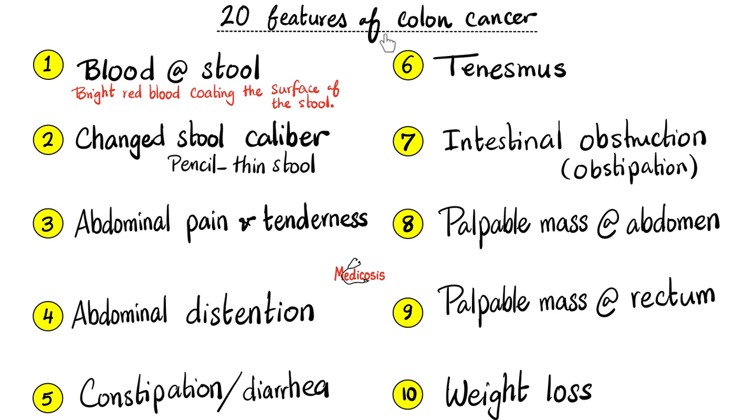Now, I've promised you to tell you about 20 signs and symptoms of colon cancer. Let's go. Blood in the stool. Are you talking about black tarry stool, or are you talking about bright red, usually bright red? Bright red blood coating the surface of the stool. Well, I don't care. Why is this important? Because the cancer is in the colon, which means the entire GI tract was healthy until I reached the colon.